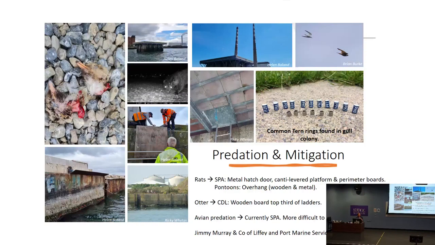Avian predation. Currently the SPA is getting hammered by peregrines. Those are the towers, the third photo at the top, the pigeon house towers, where the peregrine pair live. Just below them is where the terns are. So it's really, really difficult to mitigate against that.